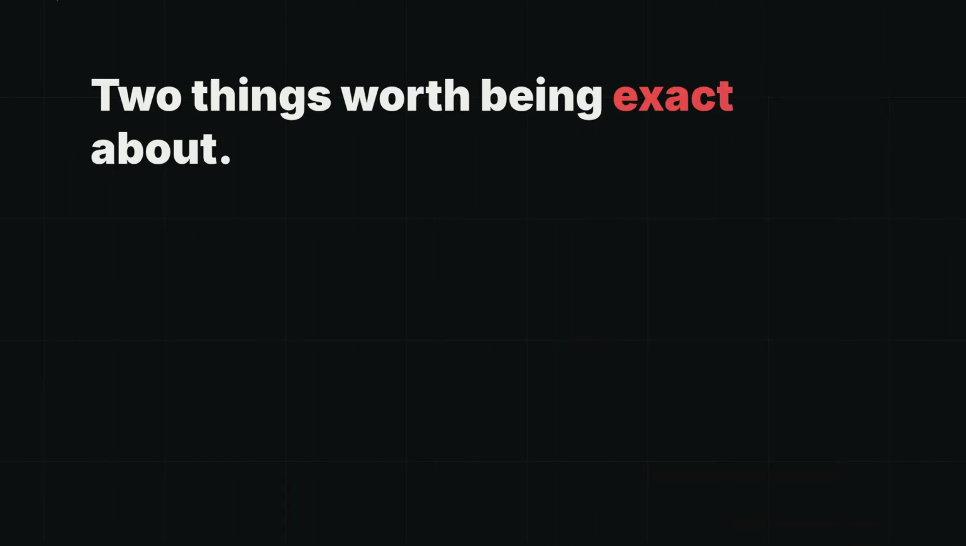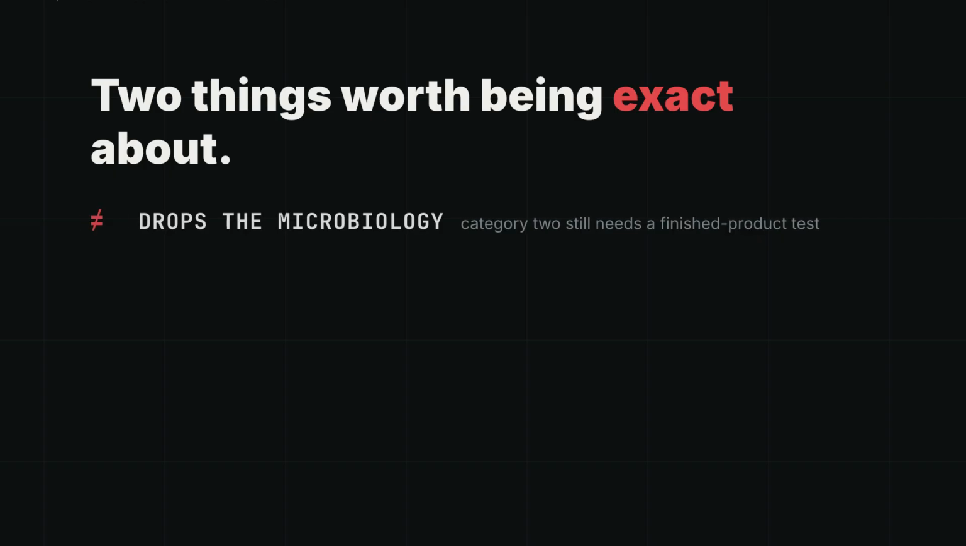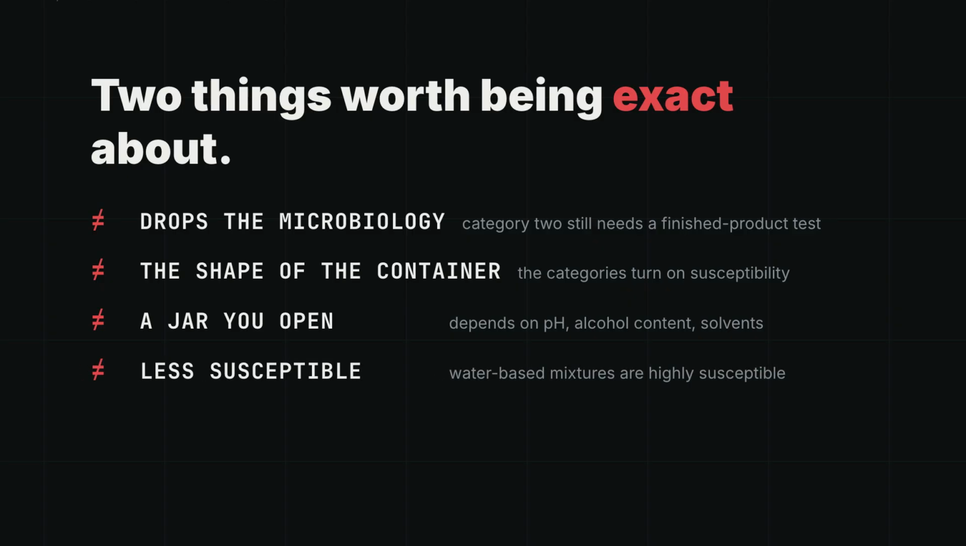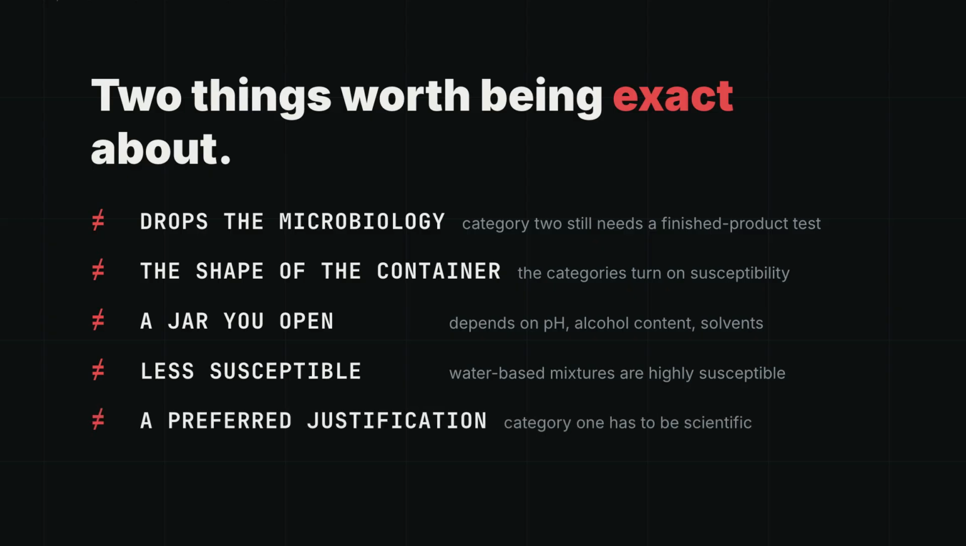Two things worth being exact about. The second category still requires a test result on the finished product. It drops the challenge test, not the microbiology, and the categories turn on the product's microbiological susceptibility, not on the shape of the container. Whether a water-based emulsion in a jar you open falls in the third category depends on its actual properties, its pH, its alcohol content, its solvents. The guidance names water-based mixtures among the materials most susceptible to microbial growth, so most will land there. But a justification for the first category has to be scientific, not preferred.